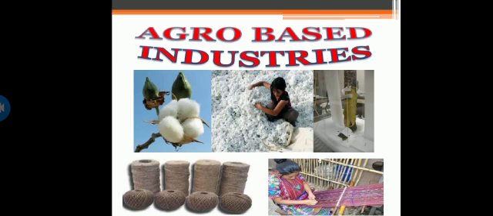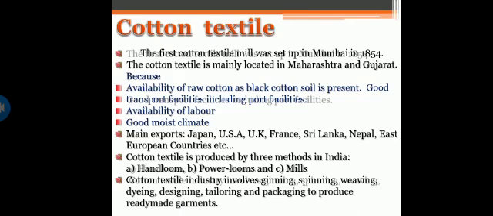So we are going to read in detail about the various types of industries. First comes agro-based industries. As you can see from this picture, you can see jute, cotton, from where different things are manufactured. Let us take the example of cotton textile. The first cotton textile mill was set up in Mumbai in 1854.